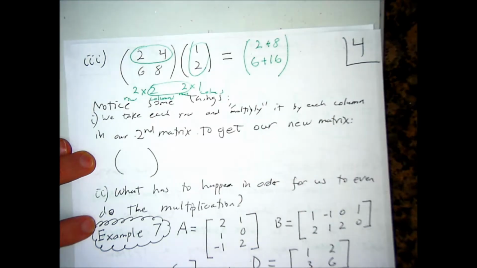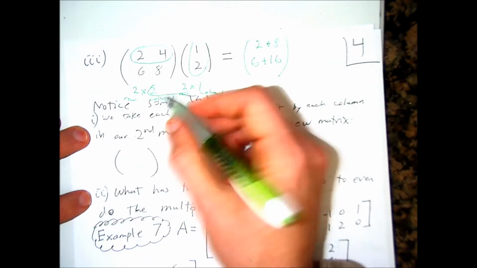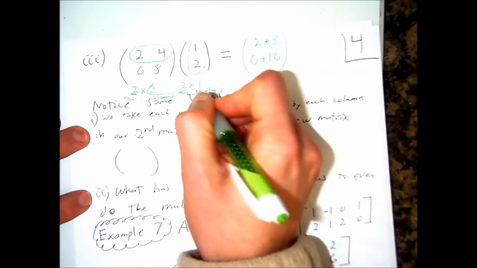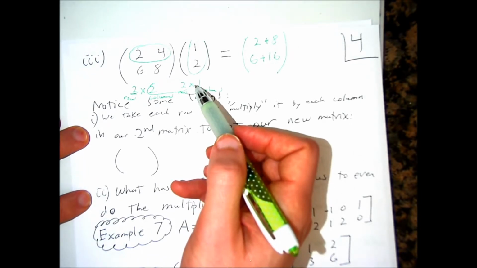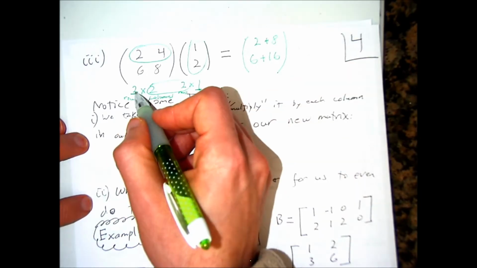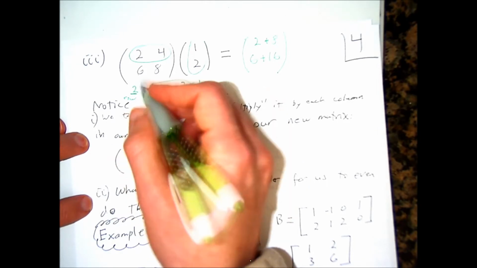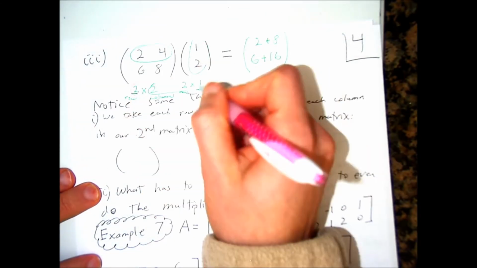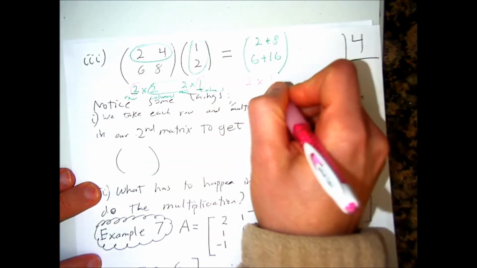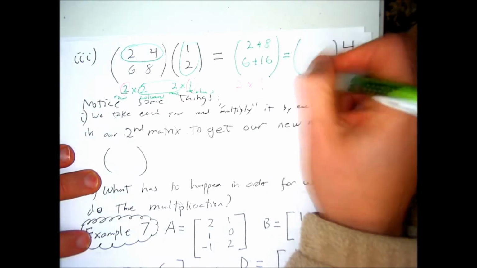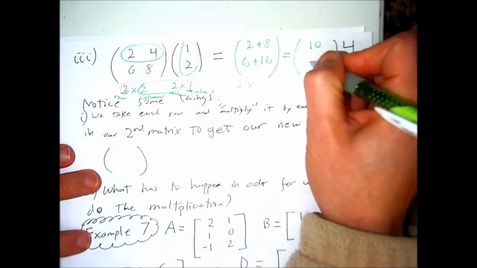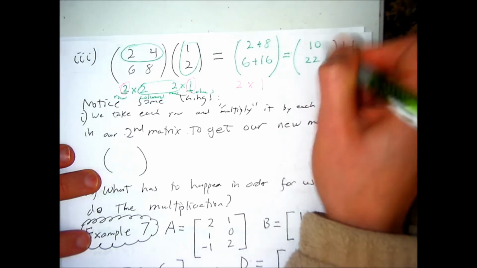Here's another thing. What I end up with is the outer dimensions. I was multiplying a 2 by 2 with a 2 by 1, so I end up with a 2 by 1. You see? This is a 2 by 1. That's something to help you do a sanity check as you do these matrix multiplications. 2 plus 8 is 10, and 6 plus 16 is 22. Okay?